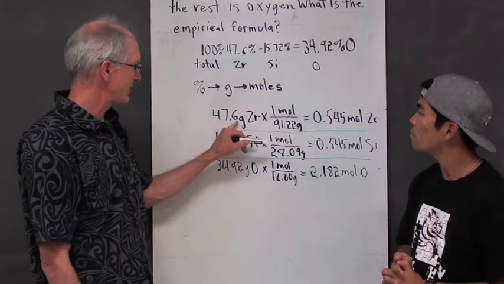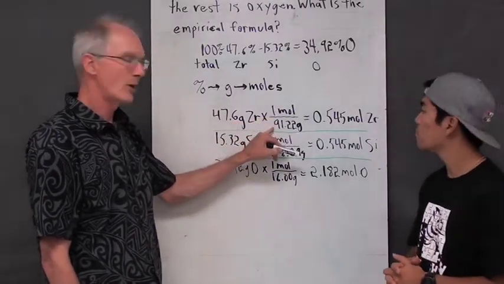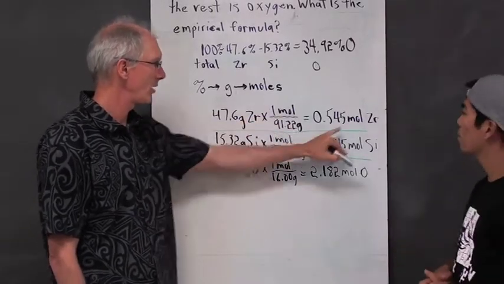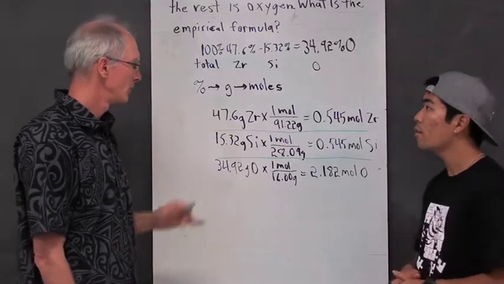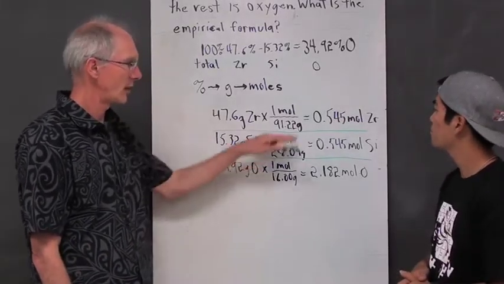and I decided that since I have grams on the top here and I want to end up with moles, I put the 91.22 grams underneath the moles. That way the grams are going to cancel out and I'll get moles of zirconium. Right? And we did the same thing for the silicon and for the oxygen to get our moles.